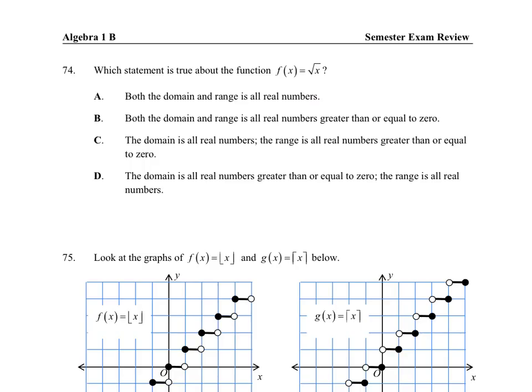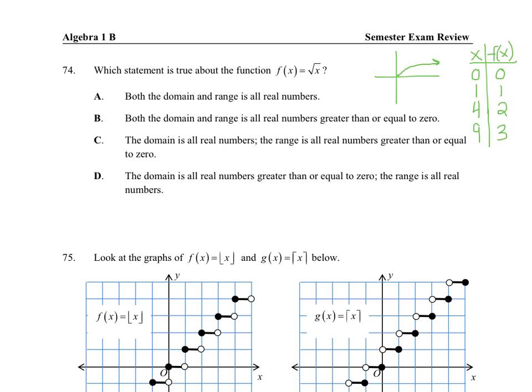Question 74. Which statement is true about the function f of x equals the square root of x? So if we graph our function, it's going to look something like this. Instead of using y, I'm going to write f of x. If x is 0, the square root of 0 is 0. If x is 1, the square root of 1 is 1. If x is 4, the square root is 2. And if x is 9, the square root is 3. So this kind of gives us an impression of what the graph looks like, as well as some values.